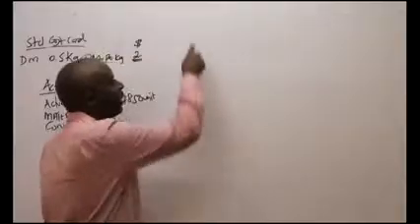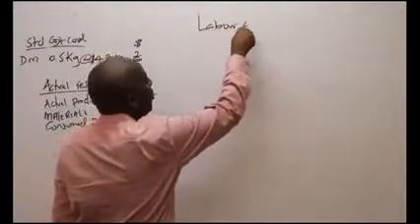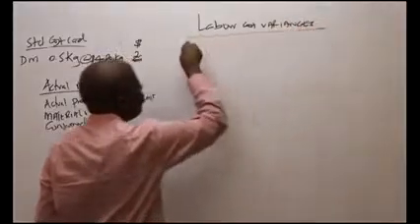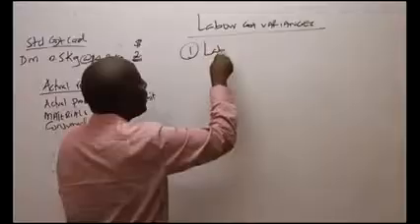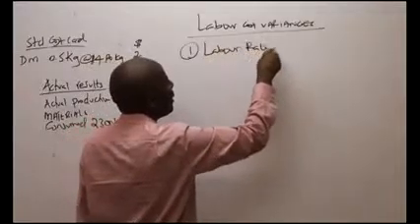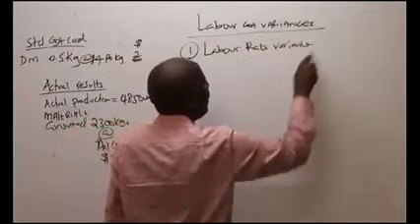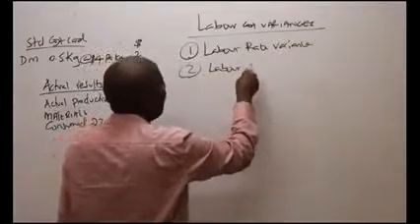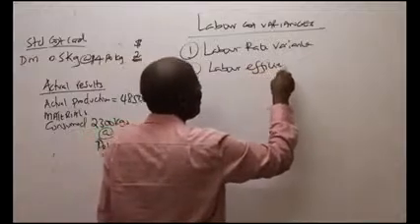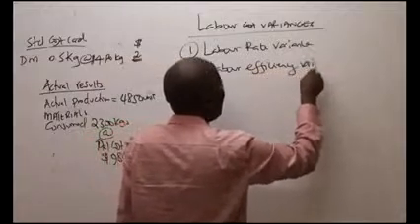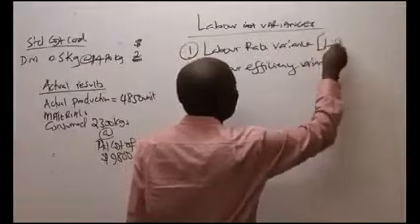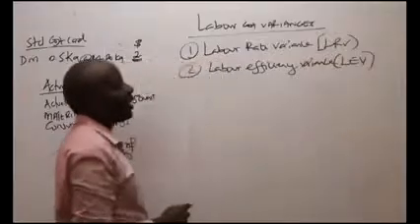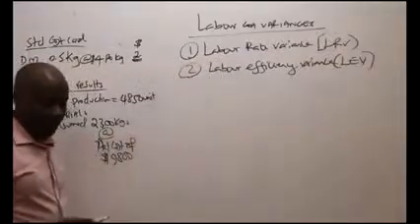We have the labor cost variations, or labor cost variances. There are two. Number one, we have the labor rate variance. And number two, we have what we call the labor efficiency variance. This is the labor rate variance, and this is the labor efficiency variance. Labor rate variance versus labor efficiency variance.